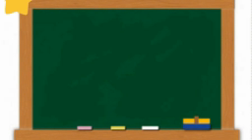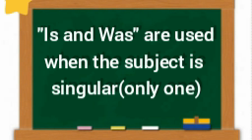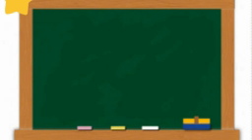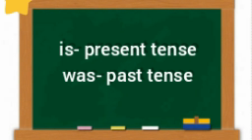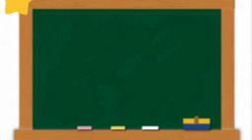Now, let's talk about the linking verbs is and was. Is and was are used when the subject is singular. However, they vary in terms of the tense of the verb. Is is used when the verb takes place at present time, while was is used when the verb took place in the past. Study the given examples.